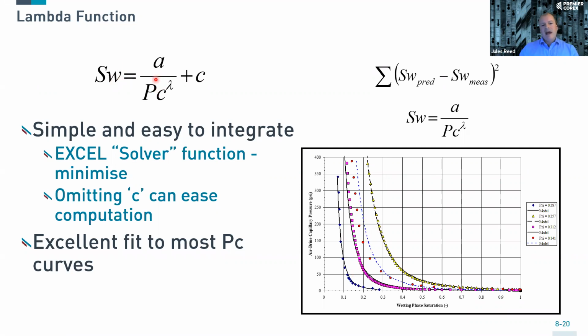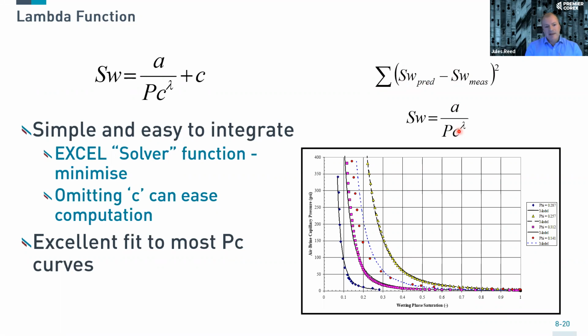You can then look at how your calculated saturation compares to the measured saturation. That will be here. Take the sum of the square of all of those differences, the residuals. So this is least squares regression, and you try to find the A and lambda that give you the least squares of the sum of the square of the residuals. That will provide you an A and lambda for each individual sample.